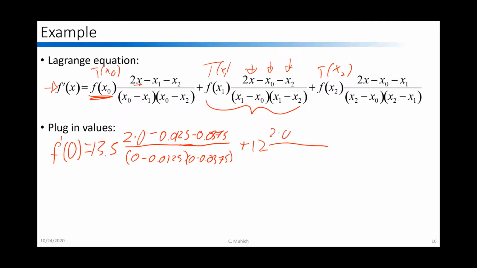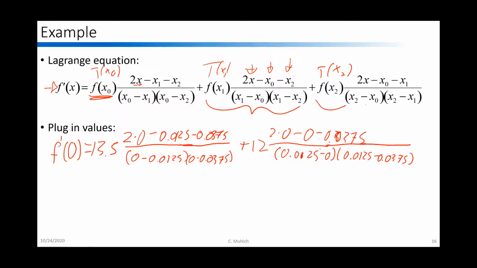So 2 times 0 minus x0, which was 0, minus x2, which was 0.0375, all over x1 minus x0, so 0.0125 minus 0, times x1 minus x2, so 0.0125 minus 0.0375.